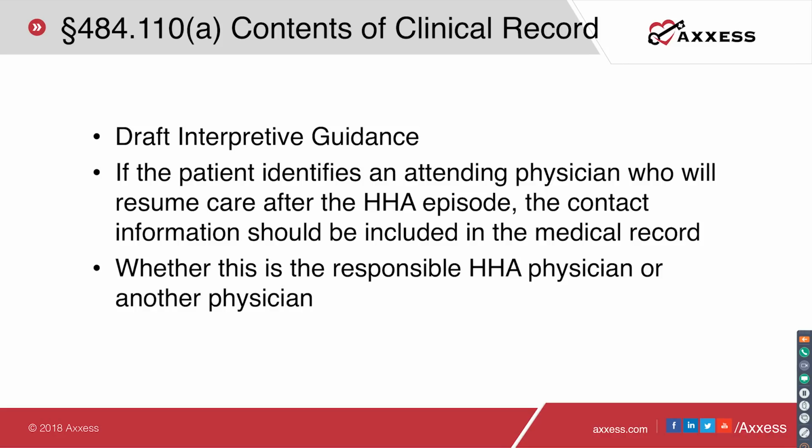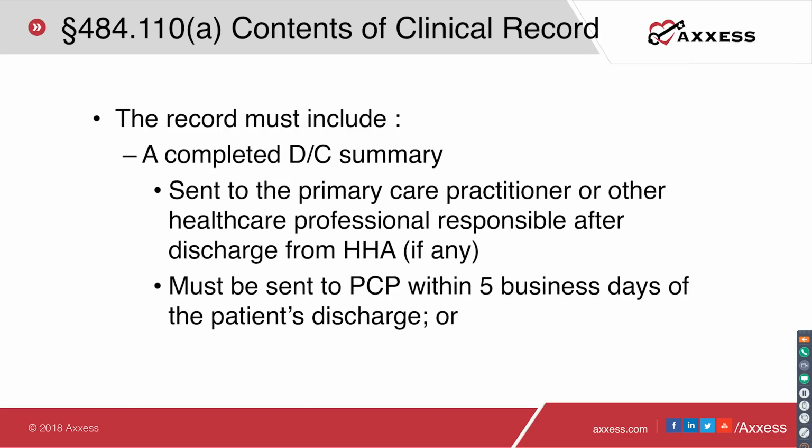We also see that the record has to include a completed discharge summary, and that discharge summary has to be sent to that primary care practitioner or other healthcare professional who's responsible after discharge from the agency, and we have to send that DC summary to the PCP within 5 business days of the patient's discharge.